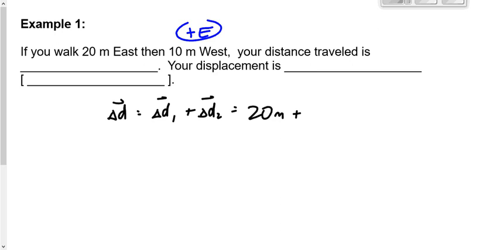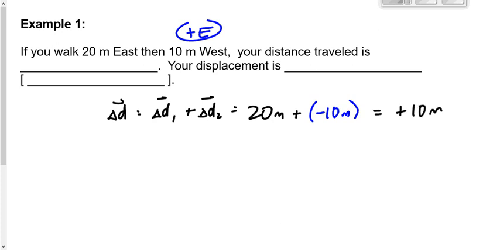If we make east positive, then delta D1 is positive 20 meters. We make west negative. Then this 10 meters is, what should it be? Yeah, it's negative 10 meters. Now, we're adding, right? But we're adding a negative number, which is like subtracting. But I want you to think of it as adding. Okay, think of it as adding. 20 plus negative 10 is, what is that, 10 meters?